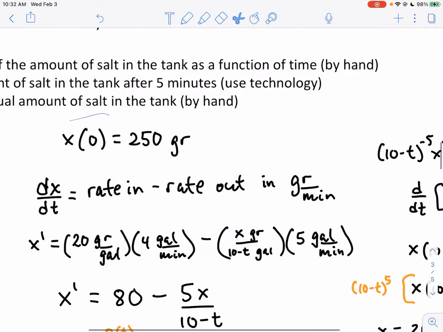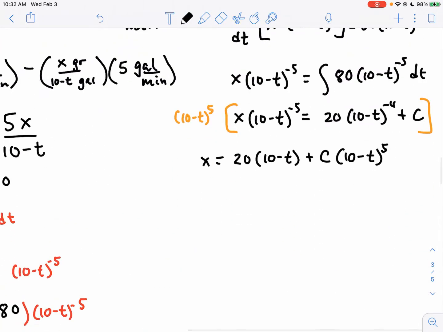Now we're going to use the initial condition that we have x of 0 equals 250 grams. So we do 250 for x, because x tells us how much salt there is. At the same time, t is 0. So change all the t's to 0. We get a 200 for the first part, plus a c times 10 to the 5th. 10 to the 5th is 100,000.